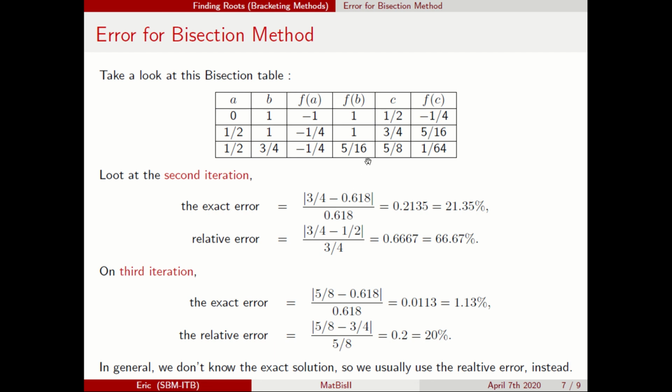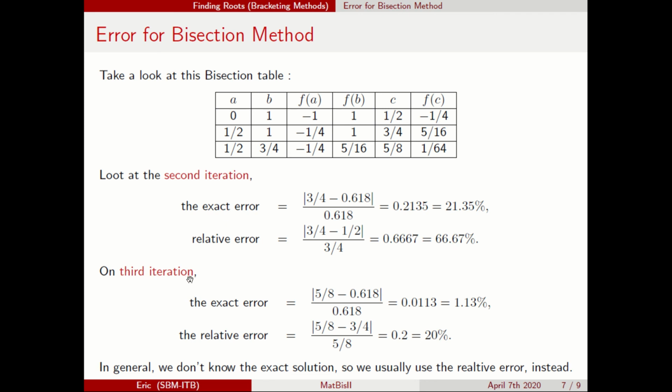What about the relative error? That is the difference between this approximation and the previous approximation, that is 3/4 minus a half. Don't forget, this is in absolute value, so it should give you a positive one, divided by 3/4, also in absolute value. That is 0.6667. So 66% relative error.